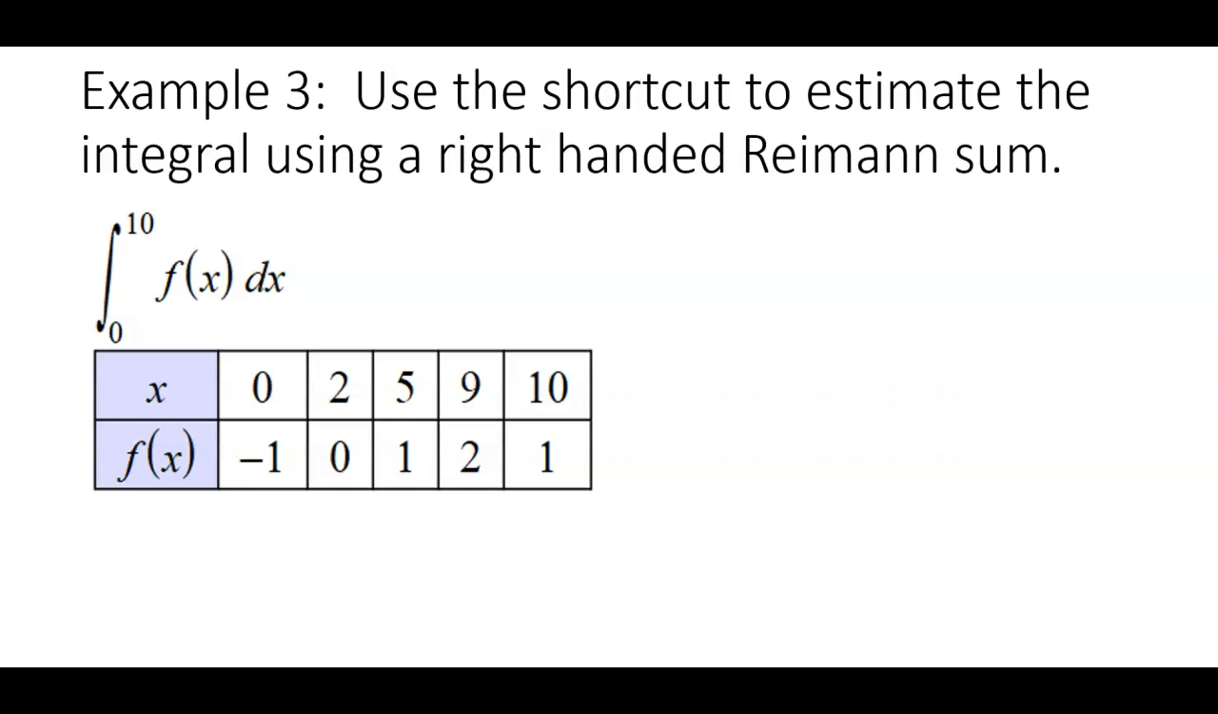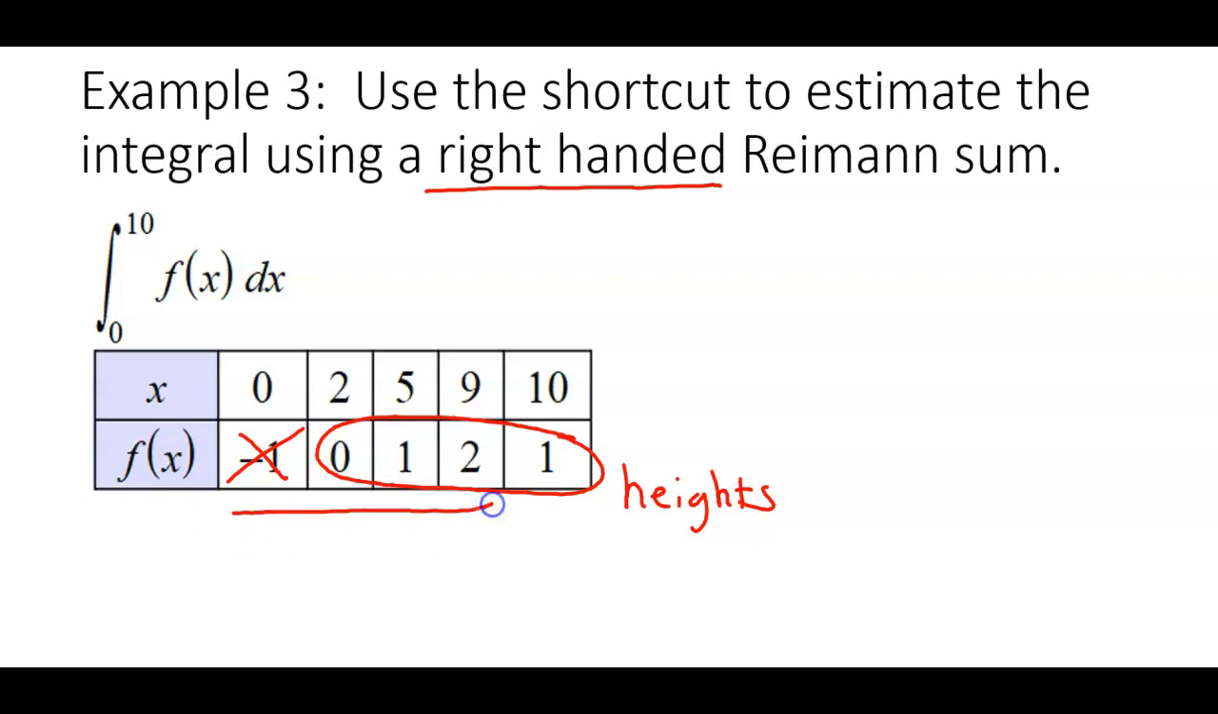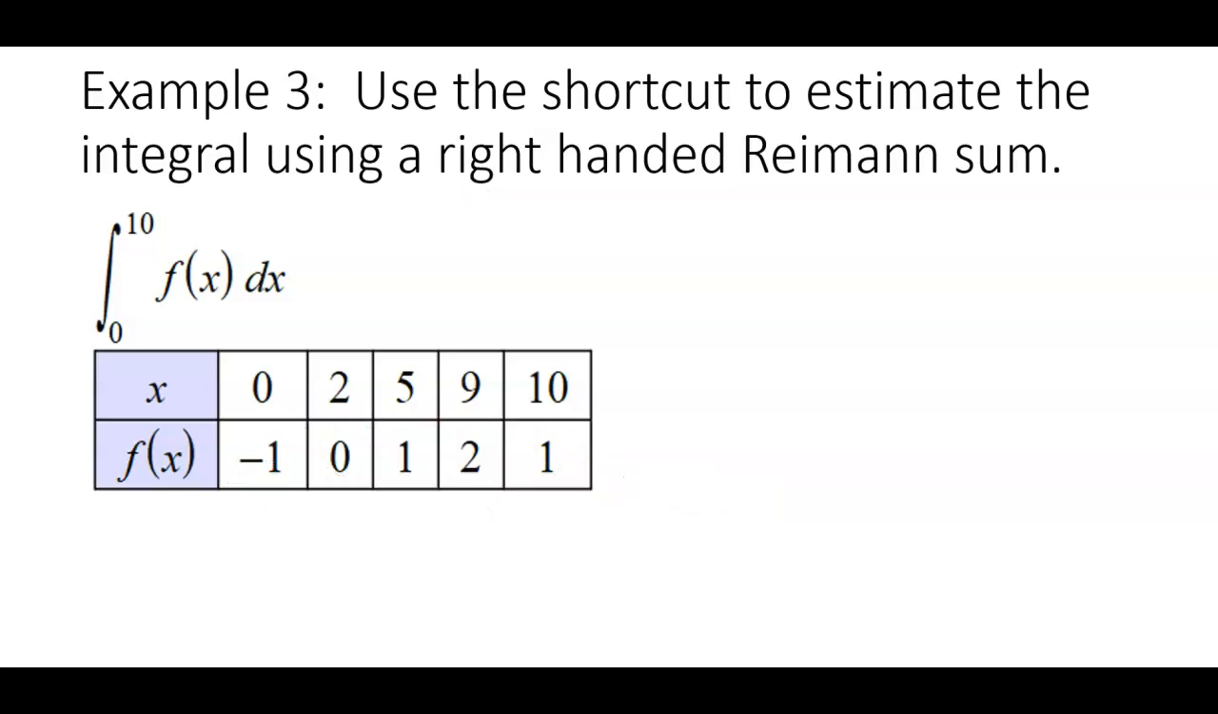Let's go ahead and take a look at example 3. Now, you have to pay attention to something here. What do I have to pay attention to? So let's underline that. I'm going to circle all the numbers on the right, but I won't include the last one because these represent my heights. Now, if I told you guys this was a left-handed sum, you would circle all of these ones and cross that one off. Does that make sense? Okay.